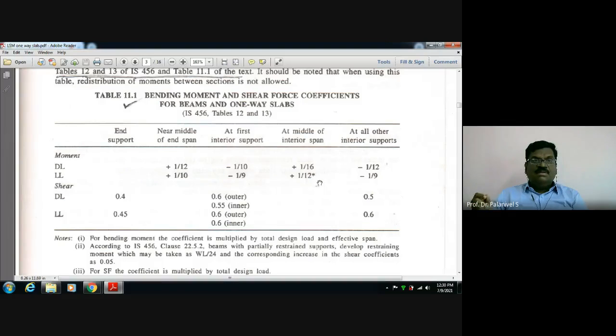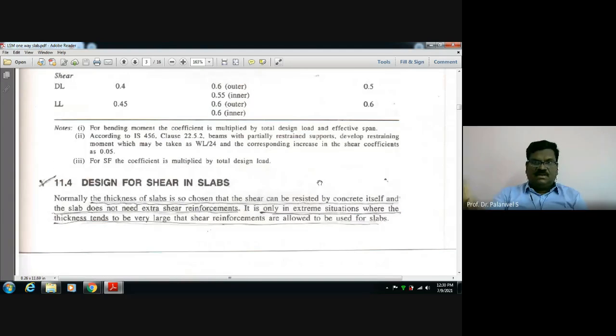Next semester you have RCC design and drawing. There you will be taking the real problem, the real building problem with the continuous slab in it. That time you will be doing the design and then you will draw it. That time you will be using these coefficients. Later, while working out problems, you will understand slowly. For the time being, whatever you understand, keep it in mind.